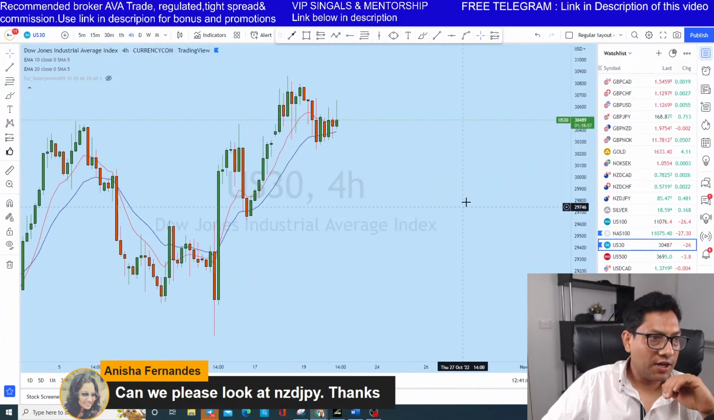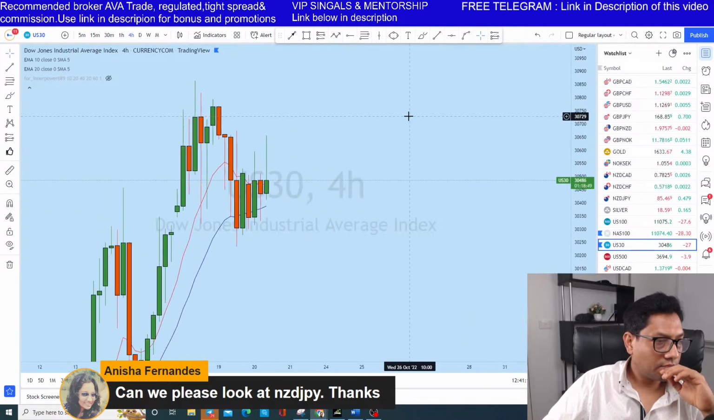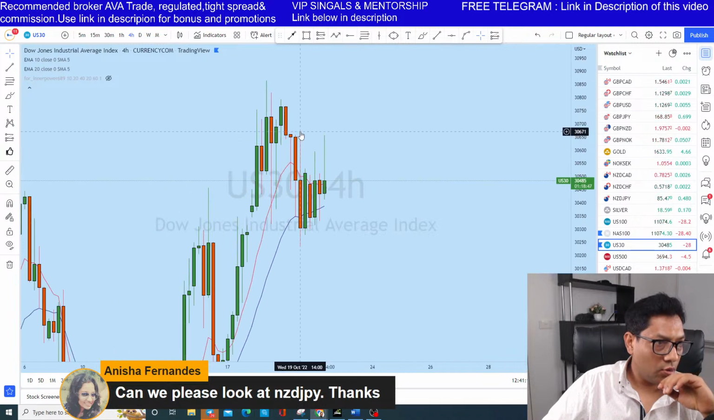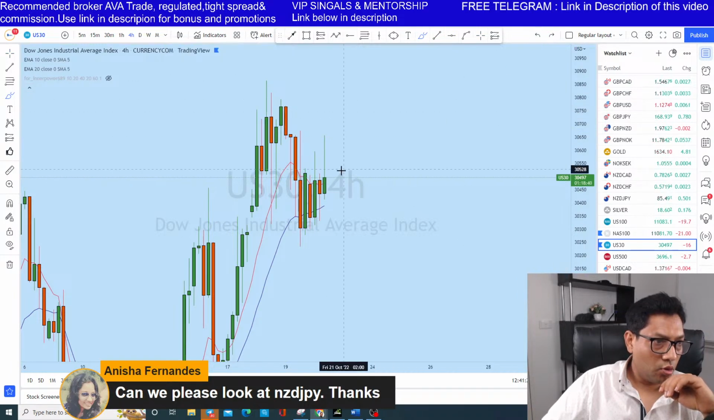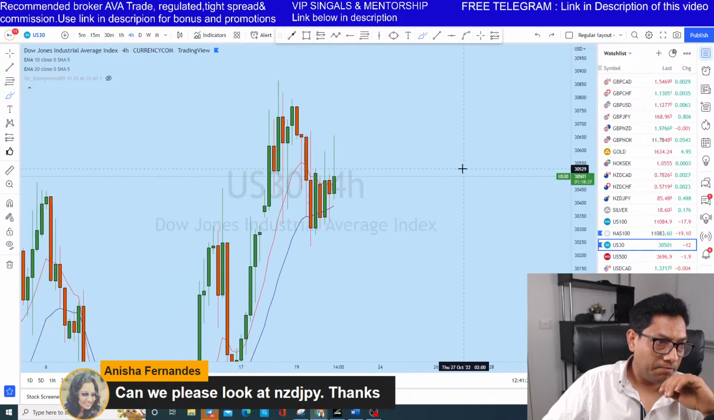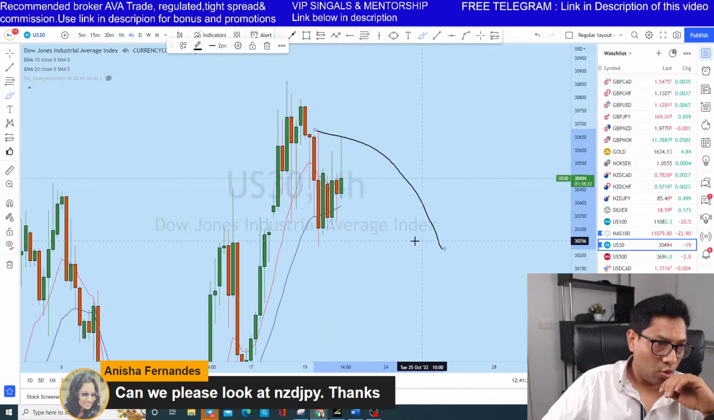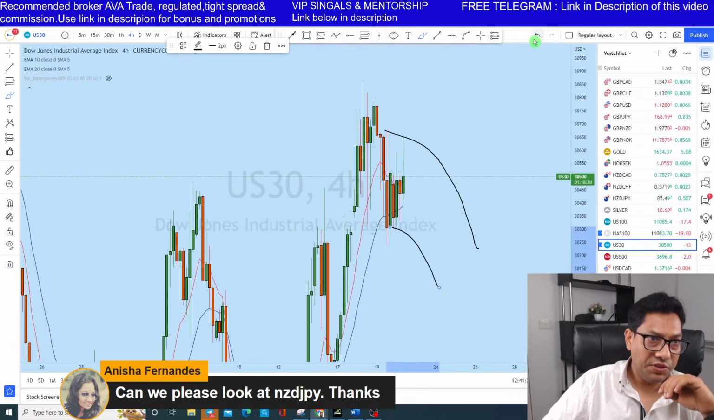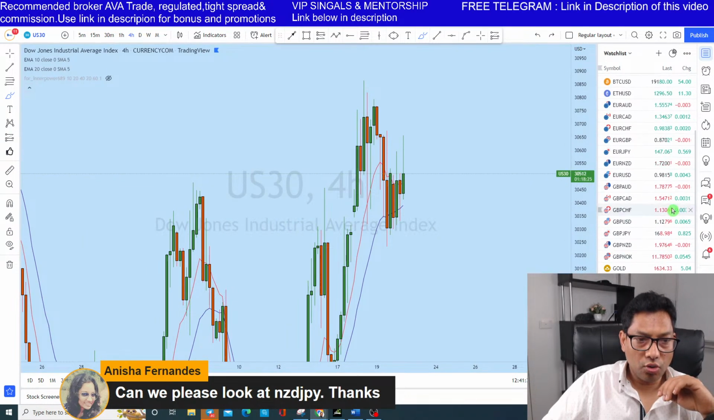US30 also has gone up for a spike. You see that there was already a liquidity grab from this level. It has created a lower high with that. This could be a nice looking reversal. I think that it will create a lower high and could continue to drop. I'm still bearish on gold and US30. I'm still bullish on dollar.